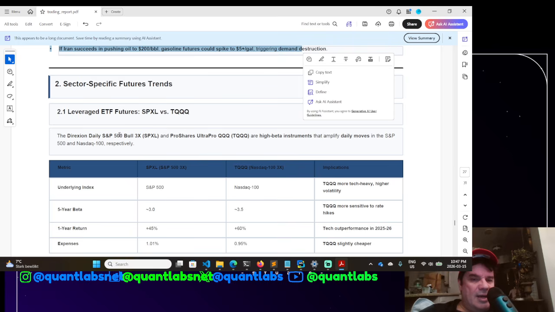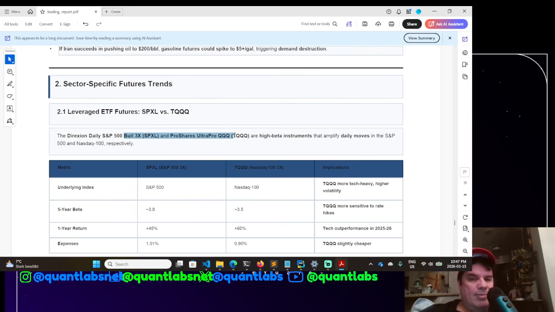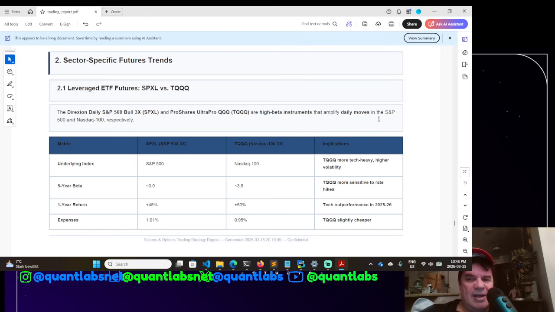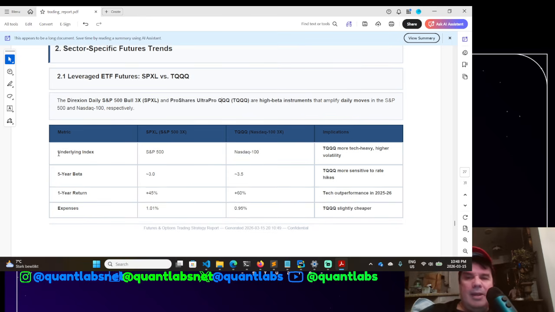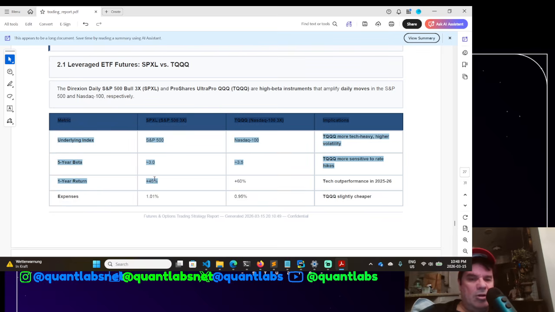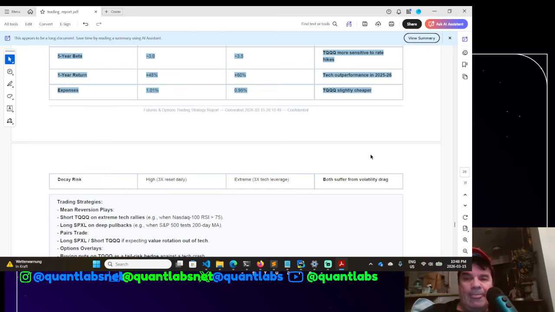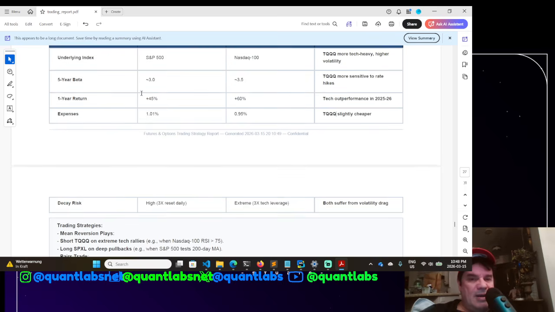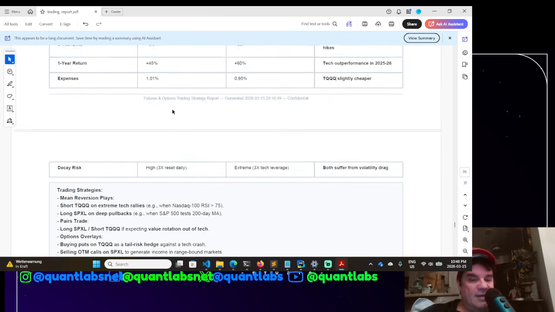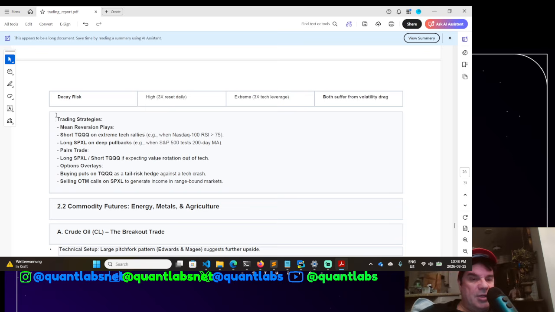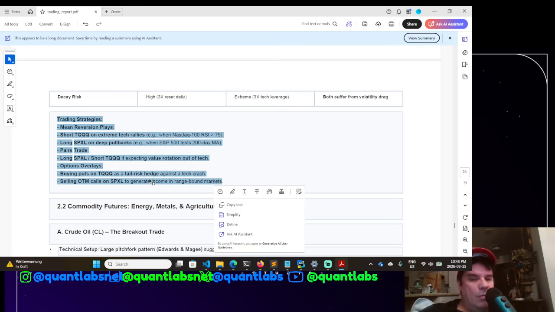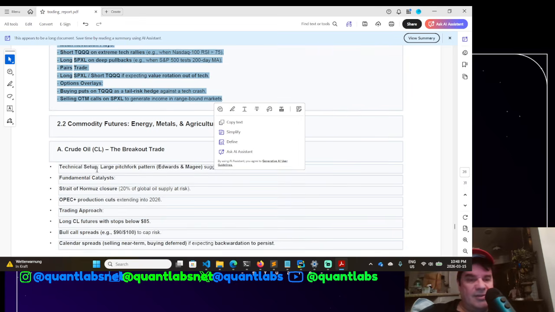Here's the direction: S&P bull, 3x ProShares UltraPro QQQ, high-beta instruments that amplify daily moves in the S&P. So you could see here what it's telling you, what to do, how to assess it, and what to buy. So do the TQQQ because it's slightly cheaper on expenses. I mean, it's pretty convenient stuff here. And again, trading strategies right here. Okay, and what to do in these instruments.